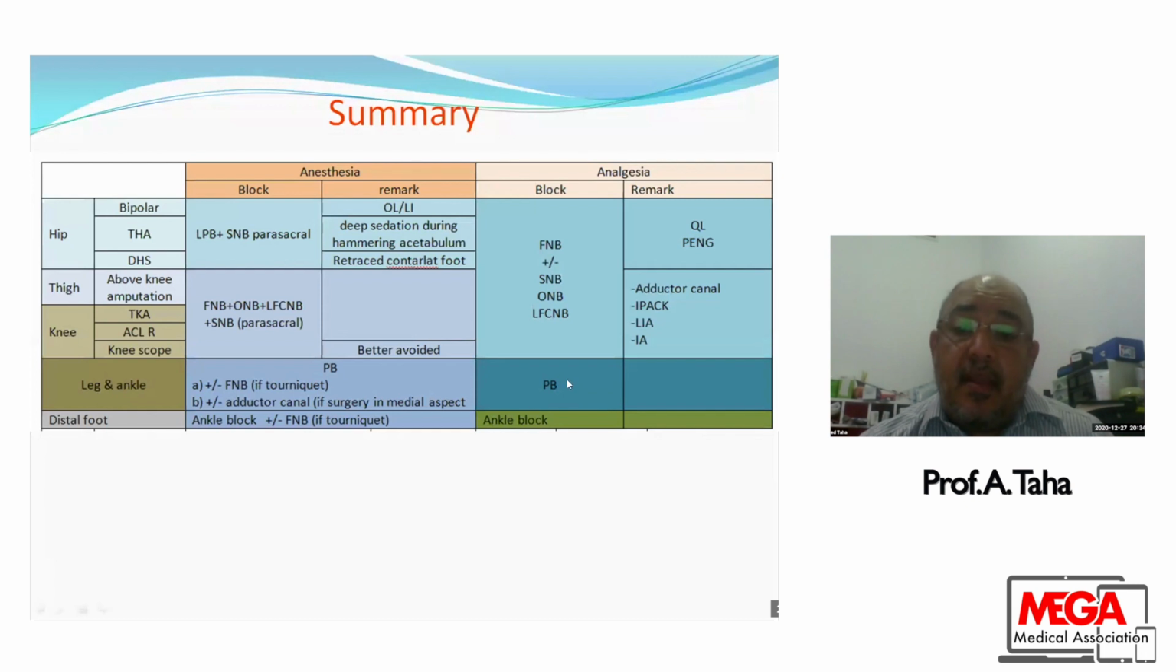Analgesia for the foot and below the knee: popliteal block will provide analgesia, but still it will block the dorsiflexion and plantar flexion, and also ankle block can provide analgesia if you want to add general anesthesia.